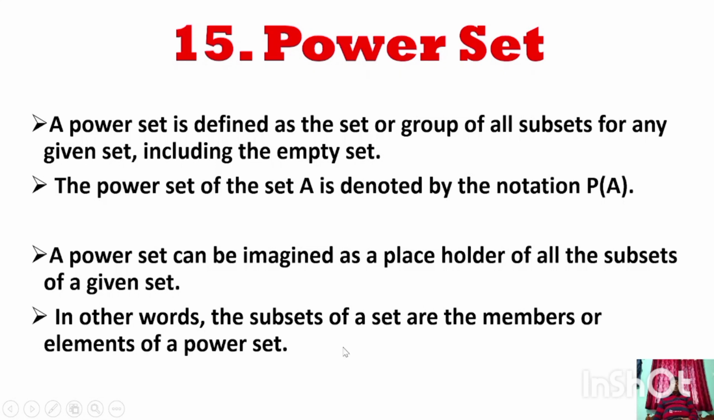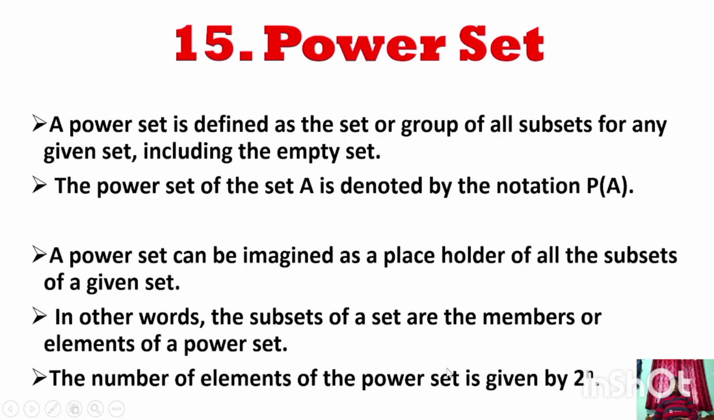Suppose the set is given, and we have to write all the subsets of the given set, and all the subsets of the given set are taken as the elements of another set, and that resulting set is known as the power set. The number of elements of the power set is given by 2 to the power n, as already discussed, which includes the phi set and the set itself.